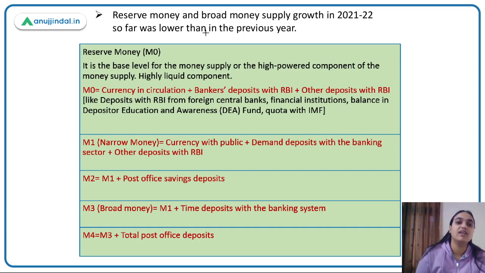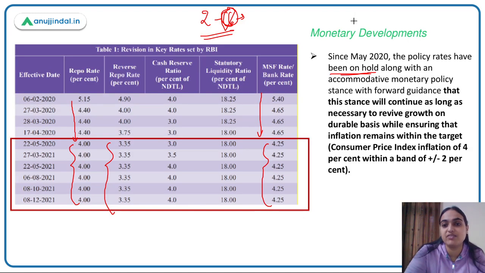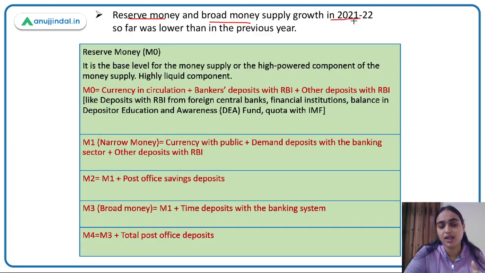Along with that, the reserve money and the broad money, the supply growth of these in 2021-22 is so far lower than that in the previous year. So, agar aap previous year ki baat karo, 21-22 mein previous year ke mukabale thoda sa supply, money supply growth kam raha.